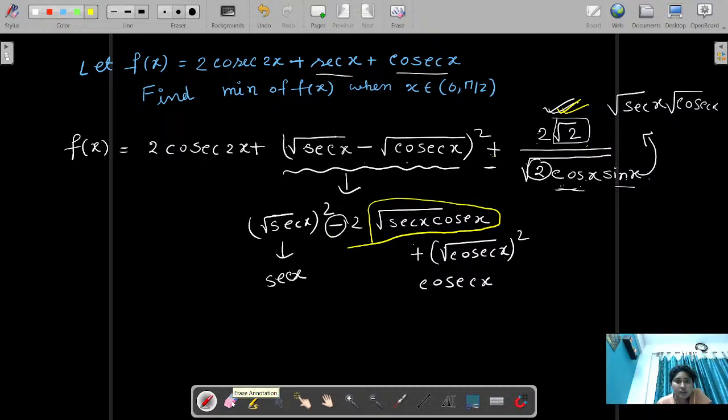Okay, in my question, only sec x and cosec x were there. So to balance this, I wrote root under sec x minus root under cosec x whole square. If I write the formula of this, I will get this term extra. So to balance this term, I am writing this 2 into root 2 divided by root 2 cos x into sin x. Okay, so that is the thing.